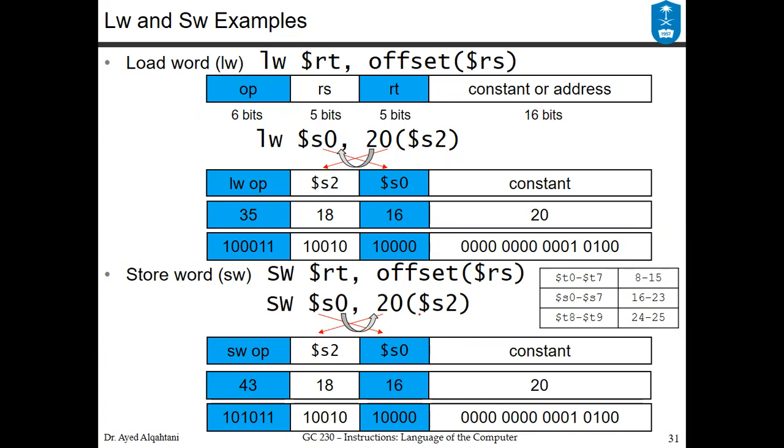But when you look at the instruction, the only difference: this 18 is the same 18, the 16 is the same 16, and the 20 is the same displacement, the same offset. The only change is the opcode. Here is 35, here is 43. In binary, the code for the load is 100011. The code for the store is 101011. And you can see that the difference between this instruction and this instruction is a single bit. This bit.